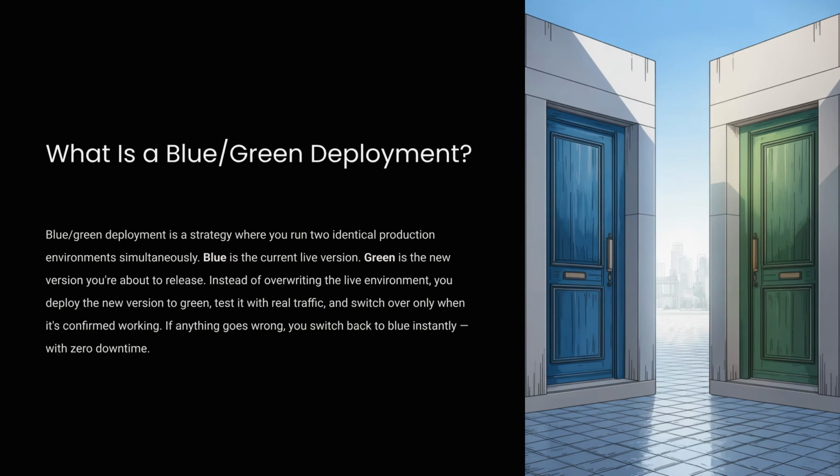Blue is the live version, and green is the new version. You deploy the new version to green, test it with real traffic, and switch over only when confirmed working.